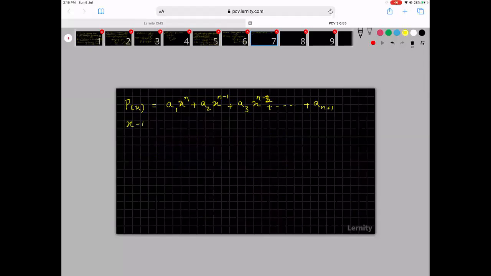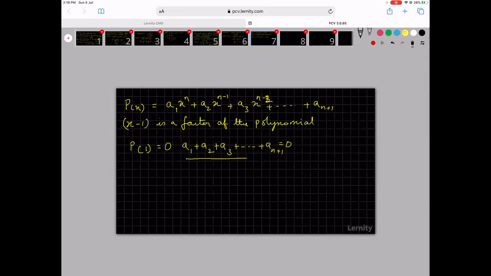Now suppose x minus 1 is a factor of the polynomial. Then what can you conclude? You can conclude that p of 1 is equal to 0. That means a1 plus a2 plus a3 all the way up to a n plus 1 is equal to 0. So if you have any polynomial where the sum of coefficients is equal to 0, then such a polynomial is definitely divisible by x minus 1.